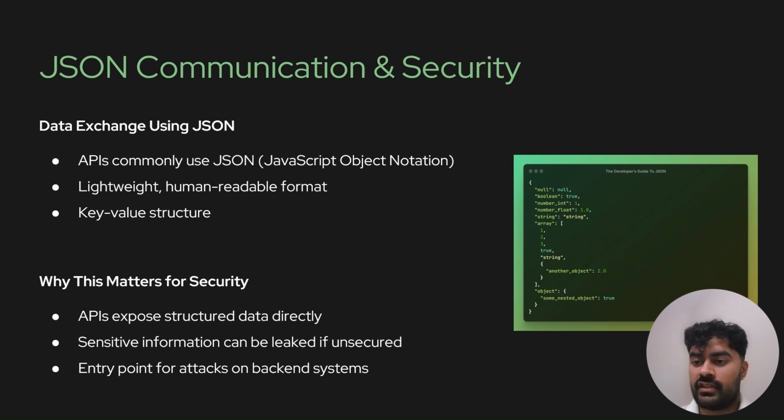APIs typically exchange data using JSON, which stands for JavaScript Object Notation. It's a lightweight and human-readable format that uses key-value pairs to represent data. For example, a response might include a user's ID, name, and email in a structured format. While this makes data easy to work with, it also means APIs directly expose structured information. If not properly secured, this can lead to sensitive data being accessed or leaked.